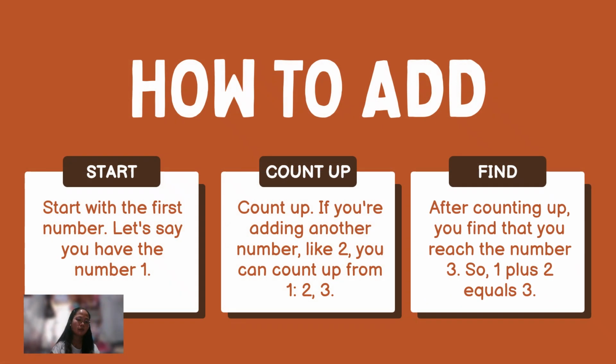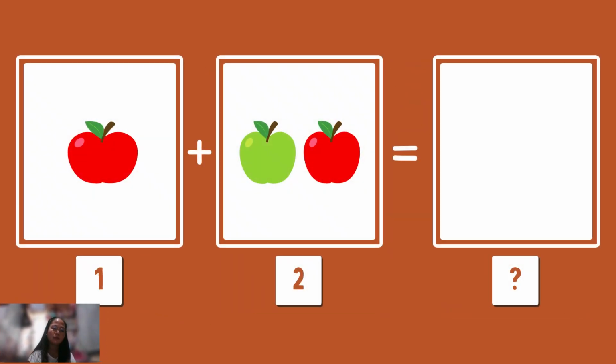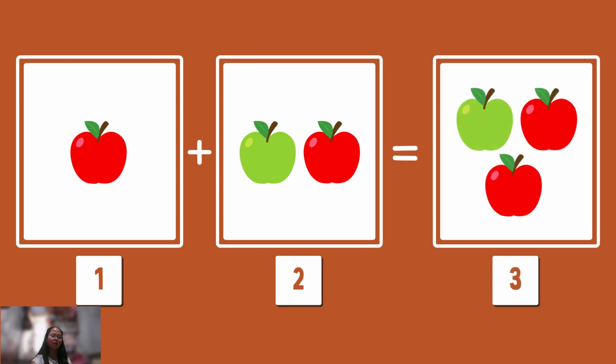And how to add? Start with the first number. Let's say you have the number 1. Count up. If you're adding another number like 2, you count up from 1, 2, and 3. After counting up, you find that you reach the number 3, so 1 plus 2 equals 3. For example, I will give you an object here. 1 plus 2 apples is equal to 3 apples. So your answer now is 3 apples.